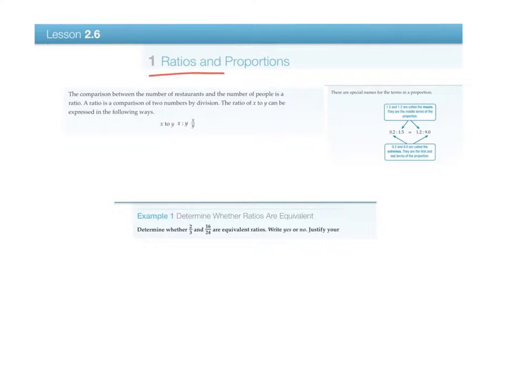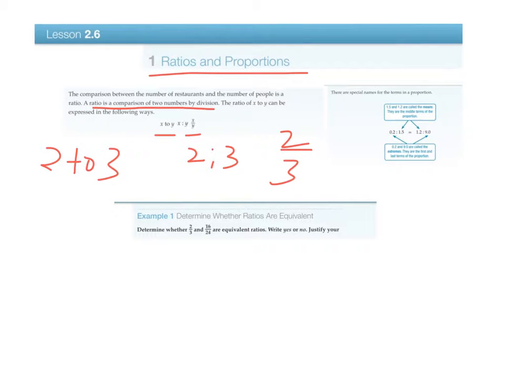Today we're looking at ratios and proportions. Basically, ratios are fractions, and if two fractions equal each other, they are proportions. So if we have a fraction that's equal to another fraction, it's a proportion. The other ways of writing a ratio are with the word "to" or with the colon. So we can have 2 to 3 as a ratio, or 2:3, or 2/3. Those are three ways of writing a ratio.